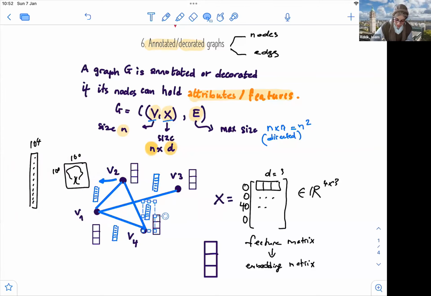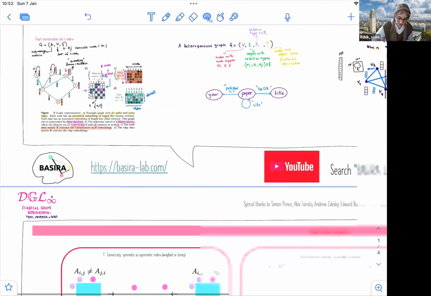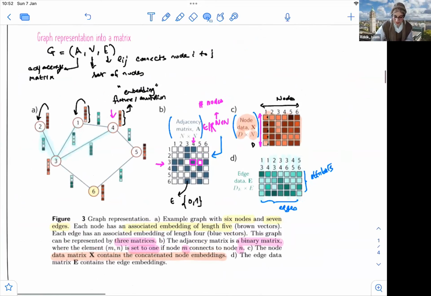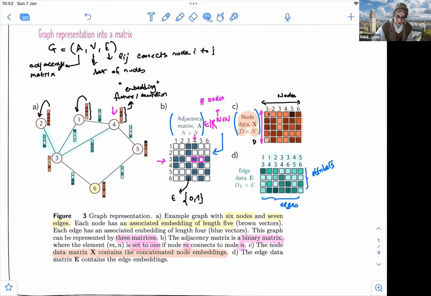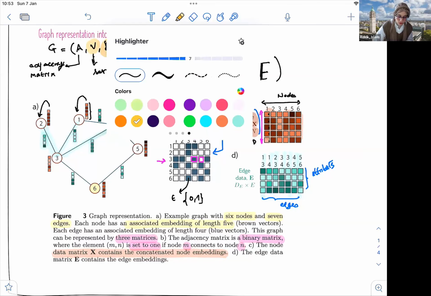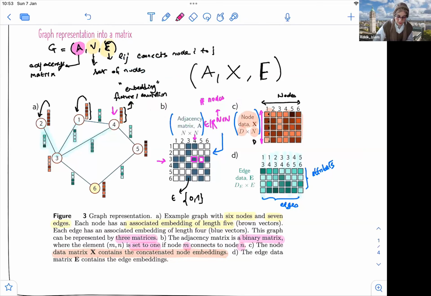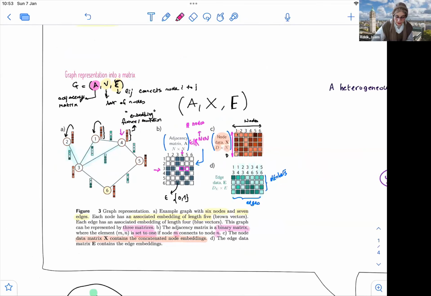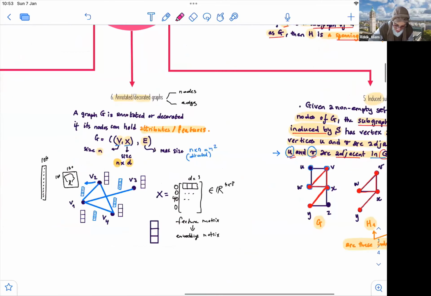We have seen this before, and this is nicely summarized in this example where we have the tuple A, X, and E. The tuple here: A is the adjacency, X the feature matrix, and the edge feature matrix, call it E here. We have different notations. Maybe with mathbf it should be different from this kind of set of edges. So here we have a set of edges, a set of nodes, and a matrix that connects all the nodes via the edges. All right, so that's an annotated graph.